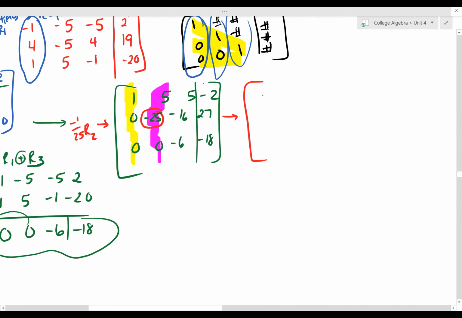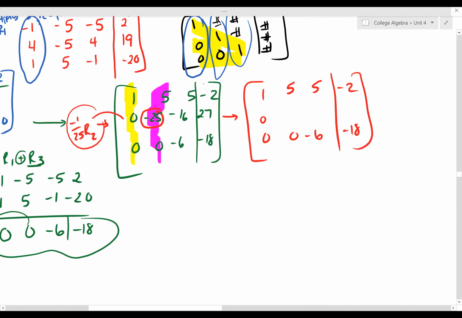So let's update the matrix again. Row 1 stays the same, and row 3 stays the same, and row 2 I'm multiplying by -1 over 25. So -1 over 25 times 0 is 0. -1 over 25 times -25 is a 1. -1 over 25 times -16 is +16 over 25. And then -1 over 25 times 27 is -27 over 25. So there's my updated matrix.